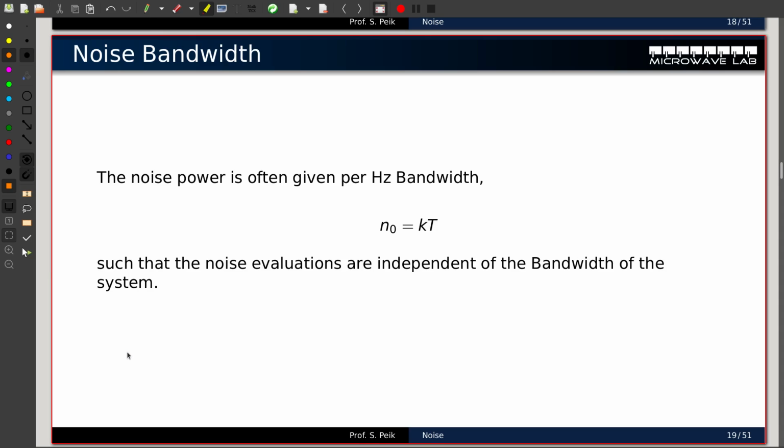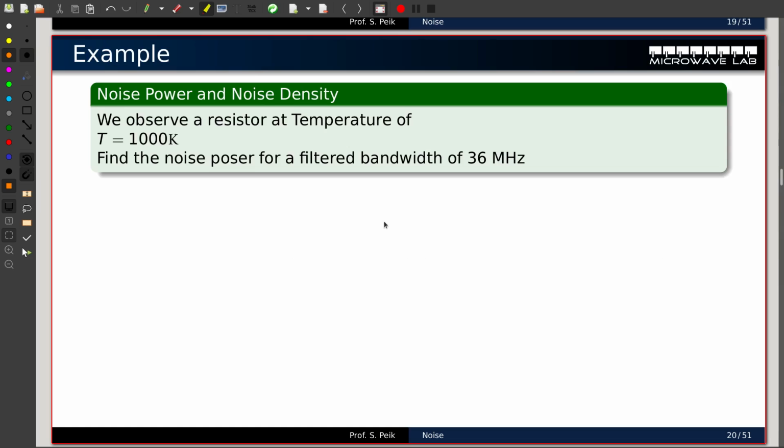Okay, another slide on that. I repeat what I've shown you before. The so-called noise bandwidth is the noise per hertz, and the noise per hertz is just my k times T. So let's do a little example and you can see what happens. We have a resistor at temperature 1000 Kelvin. Find the noise power, in watts, for a filter bandwidth of 36 megahertz.